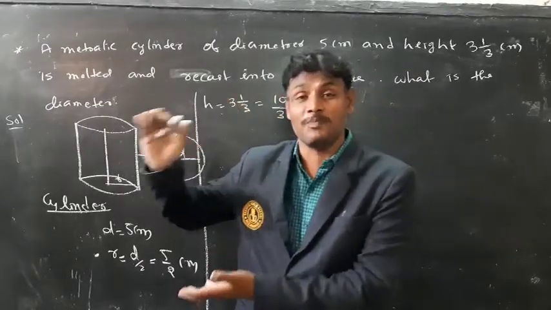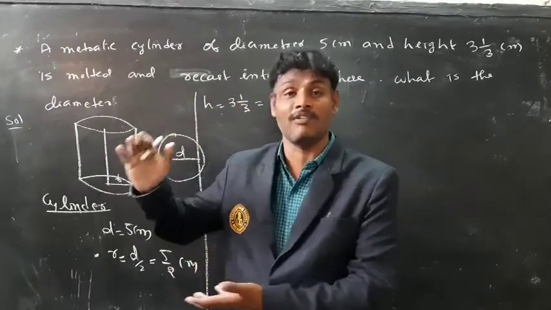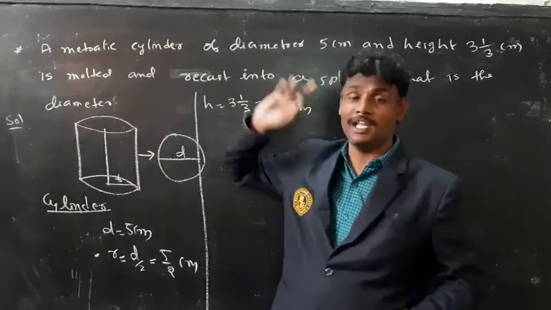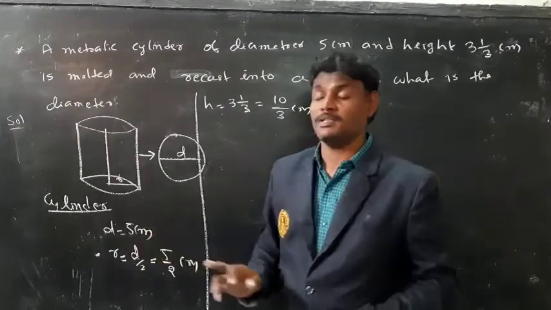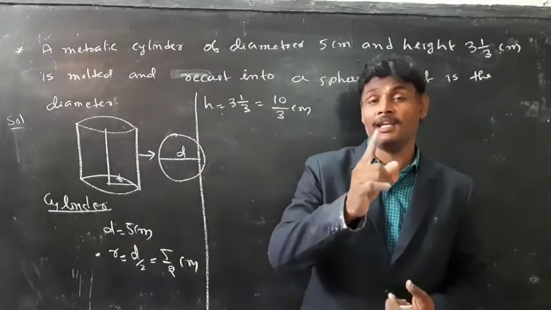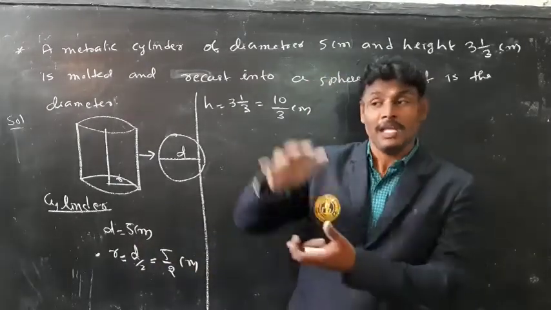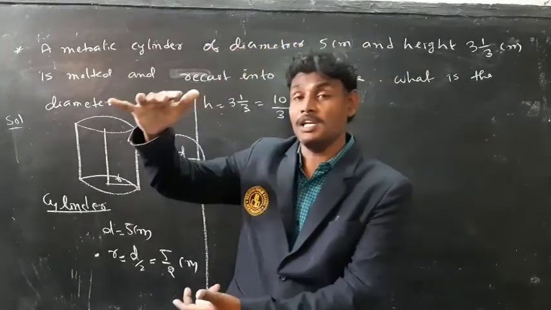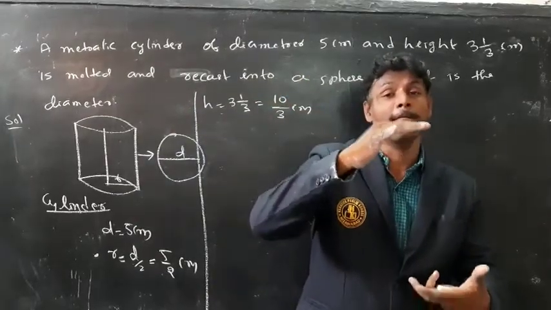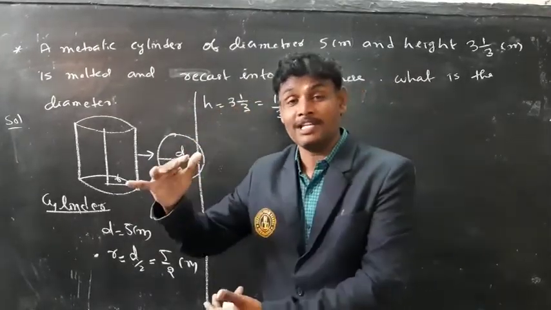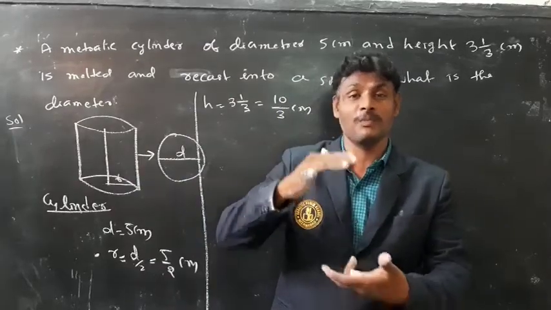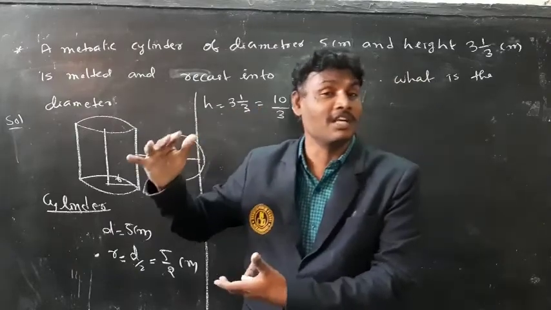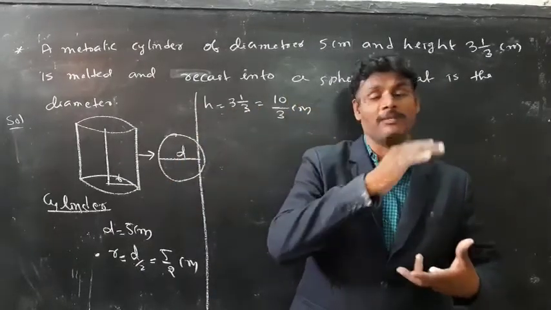So volume of the cylinder is equal to volume of the sphere. First, what is the question? A metallic cylinder with diameter 5 centimeters and height 3 1/3 centimeters is melted and recast into a sphere. The shape changed from cylinder to sphere, but in conversion volumes remain the same. So volume of the cylinder is equal to volume of the sphere.